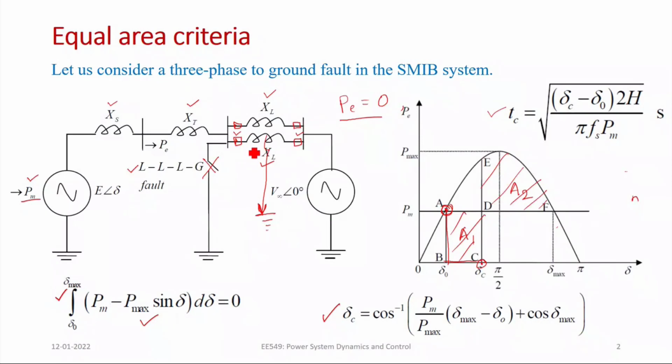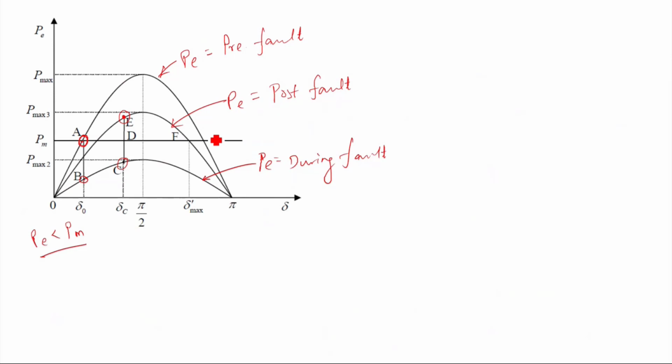it will have certain reactance, but as soon as this is removed, completely removed, again the XL will be there, right? And therefore the synchronous machine will supply power to the infinite bus. So therefore your electrical power output during post-fault condition will be somehow greater than during fault.